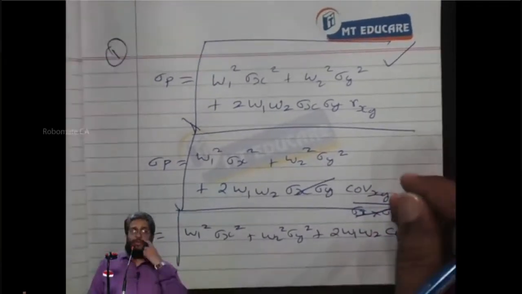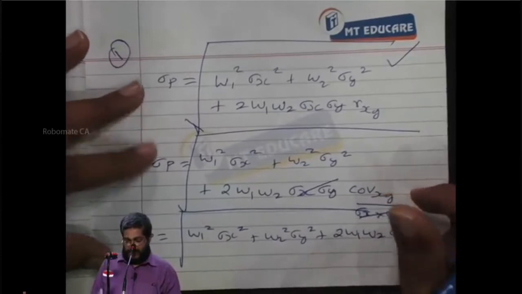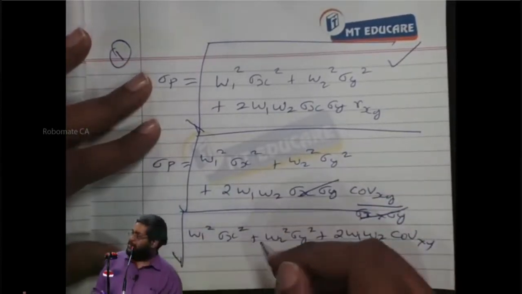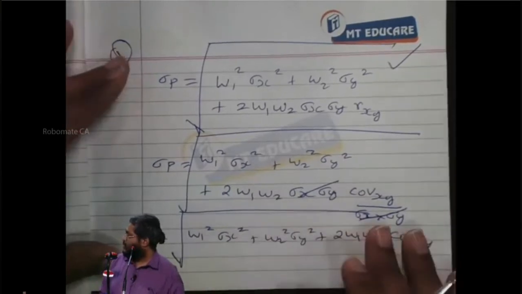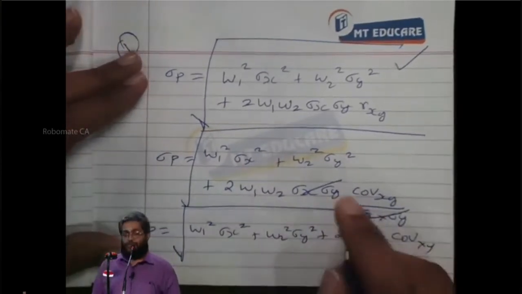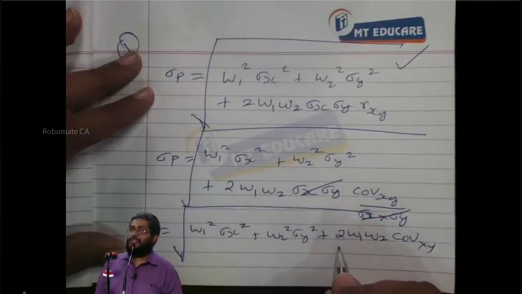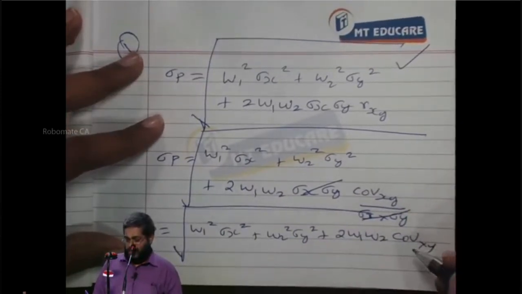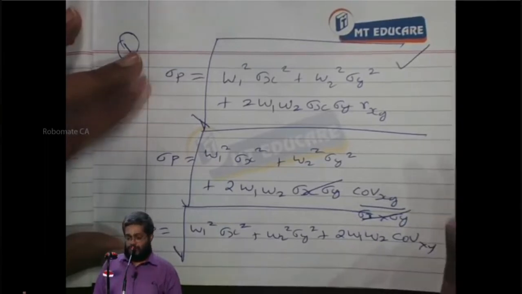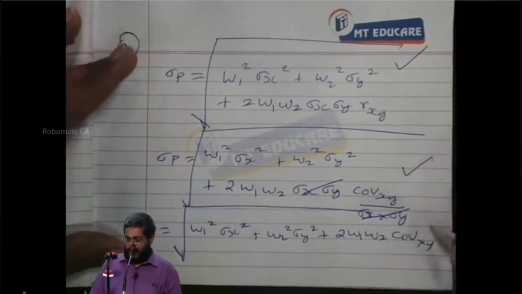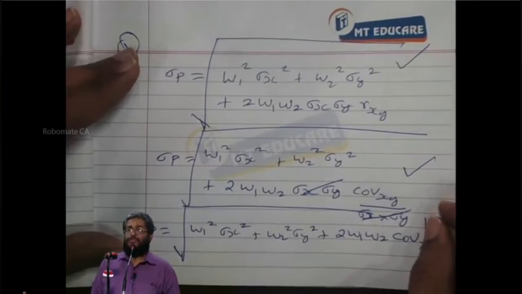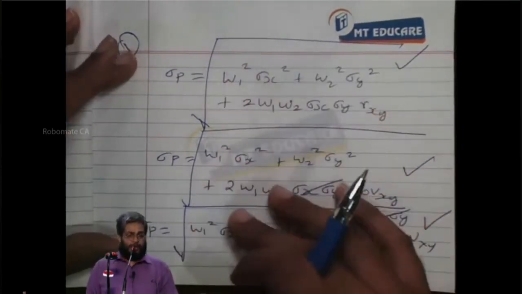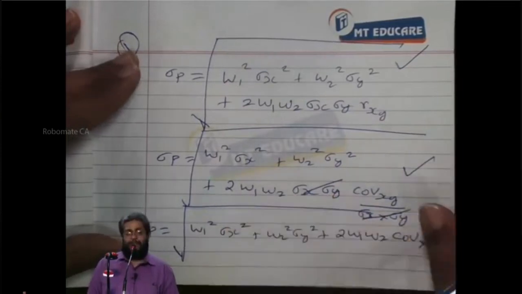Which is equal to sigma P is equal to the square root of W1 square sigma x square plus W2 square sigma y square plus 2 W1 W2 covariance of x and y. This is one point which I wanted to discuss. Can I proceed?